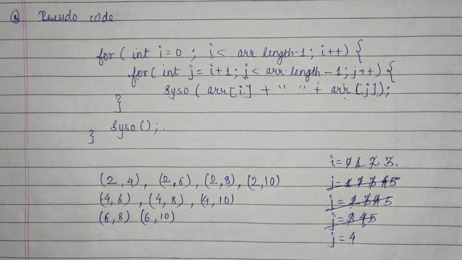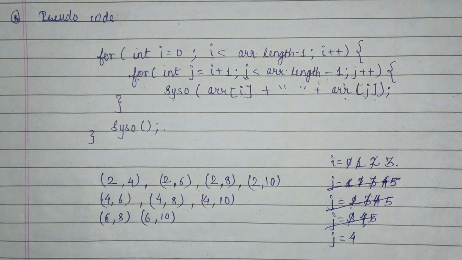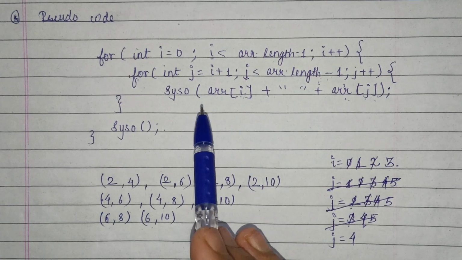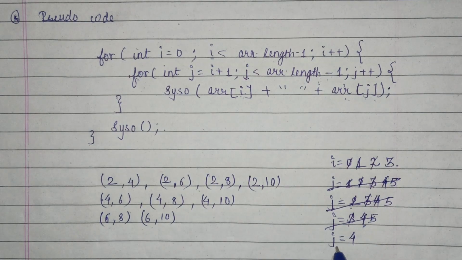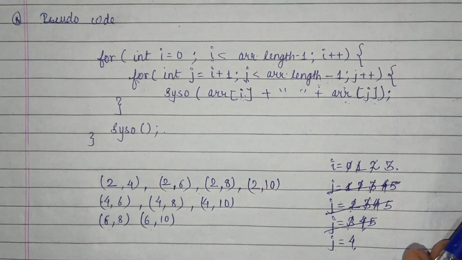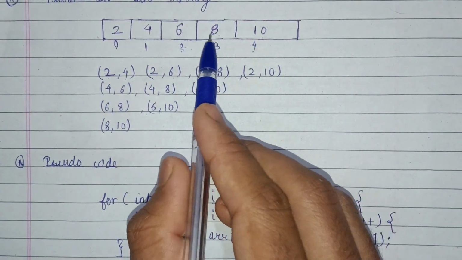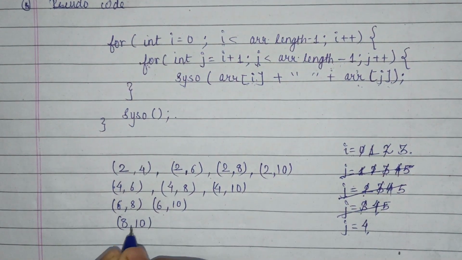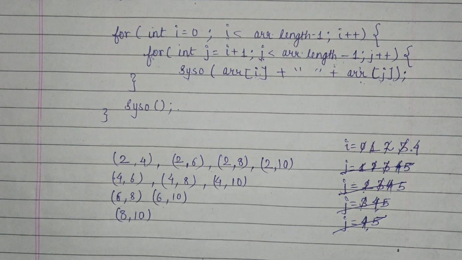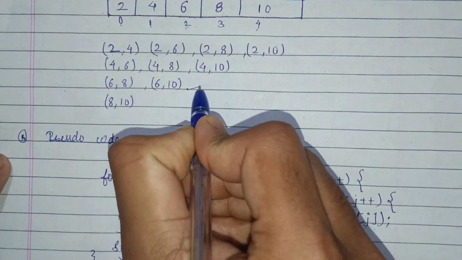Okay, now it will compare. Is 4 less than array length? Obviously yes, and it will print the pair array of i and array of j. Array of i is 3 and array of j is 4. That means 8 and 10. Okay, so this way we can get the pairs of array. So we get the output same as we have mentioned here.